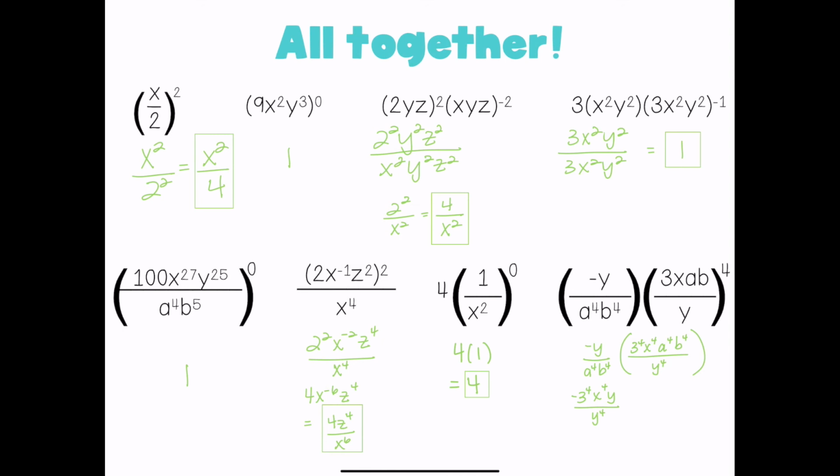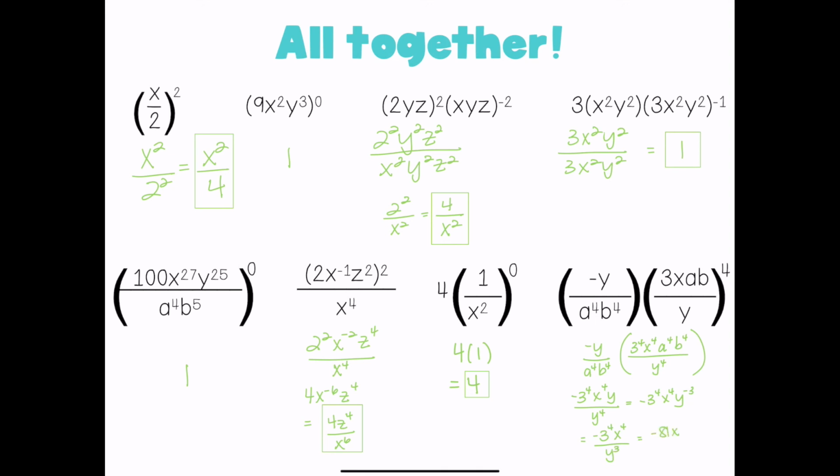Next, I see two y's. I see a y on top and a y to the 4th on bottom. 1 minus 4 is going to simplify that for me to get negative 3. I cannot have a negative exponent. Let's go ahead and bring that negative exponent down to the bottom.